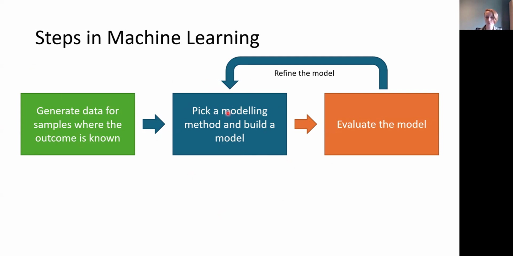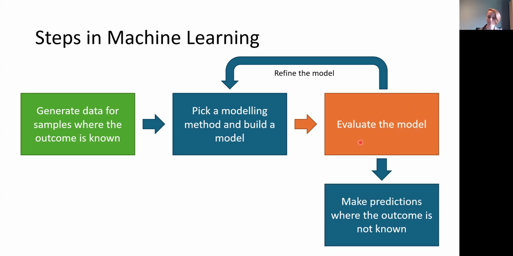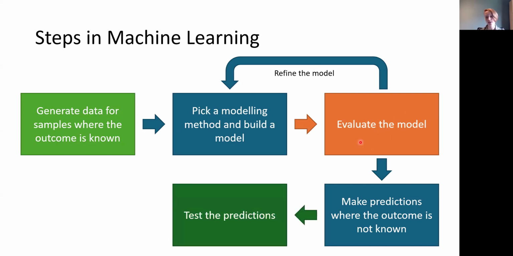So it might be that you try one modeling method, evaluate it, it's not very good, so you try a different one. You make some tweaks and changes to some of the parameters and things like that. And eventually you'll get a final model that you're happy with, and you can make predictions where the outcome is not yet known. Once we're able to do this, we can also test the predictions on new data that we haven't seen before when we were building our model. So that's the overall steps that we follow at a conceptual level.